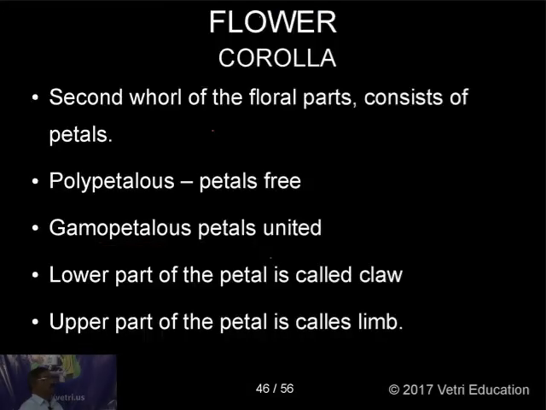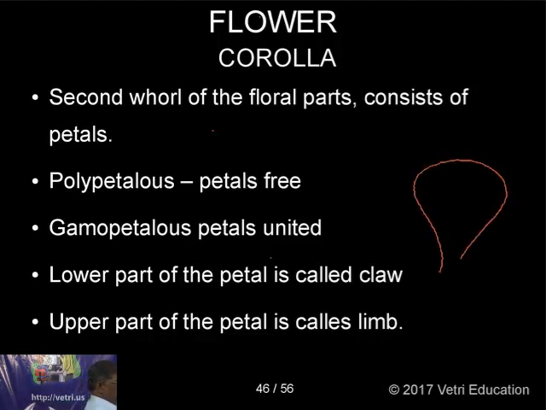Next, the corolla. So this is the second whorl of the floral parts, consisting of petals. See, when the petal is free, polypetalous condition, petals united, gamopetalous condition, and the lower part of the petal is called the claw. So here you have to see the petal. When the petal is like this, the lower part of the petal is called the claw, and the upper part is called the limb.